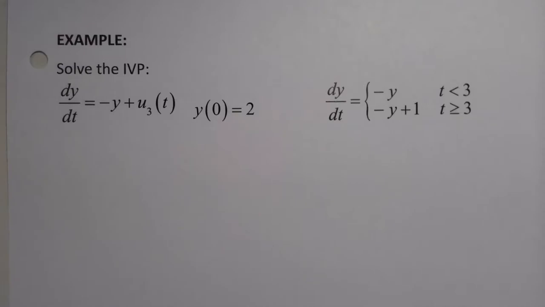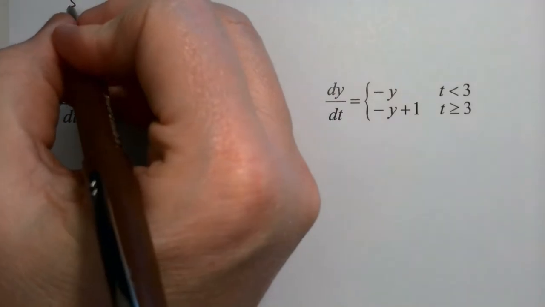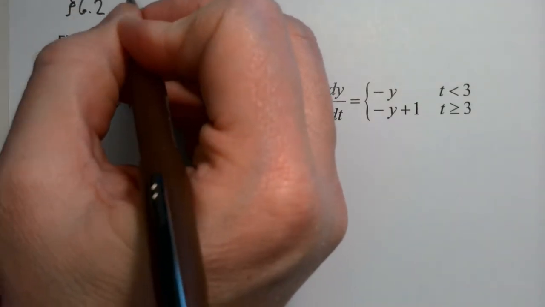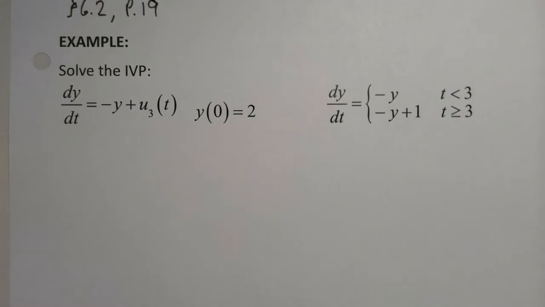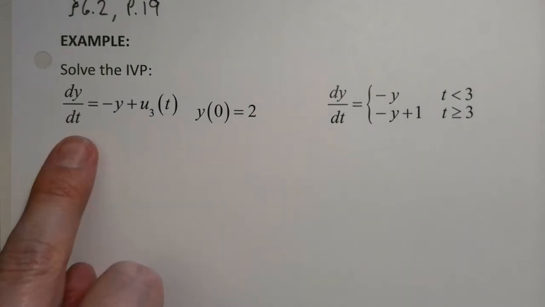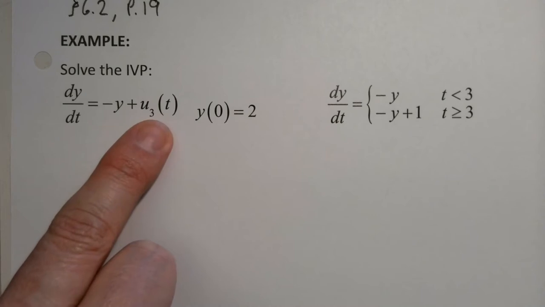So here we are at the very end of section 6.2, and this is page 19 of section 6.2. And we're going to take a look at one last example. This is kind of putting it all together and solving a differential equation that involves a Heaviside function.